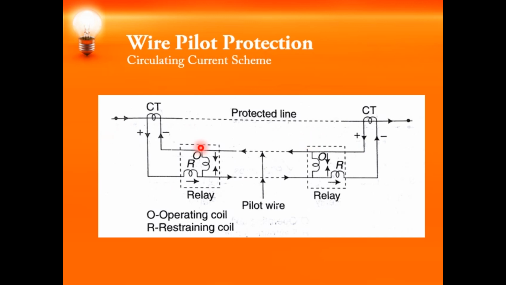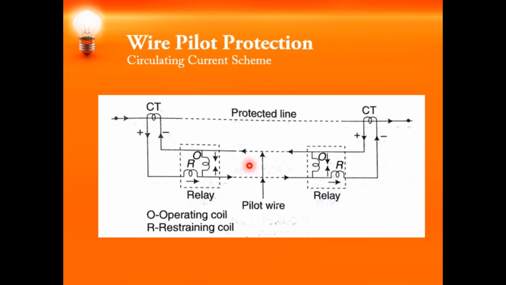When there is a normal current flowing, that means when the current at the sending end and the current at the receiving end are the same, you will have this polarity. There is no phase difference. In case there is a difference between the current at the receiving end and the sending end, the polarity of the CT will get reversed and the current will flow through this operating coil, which in turn will operate the relay. So the CT secondary currents are being compared in this.